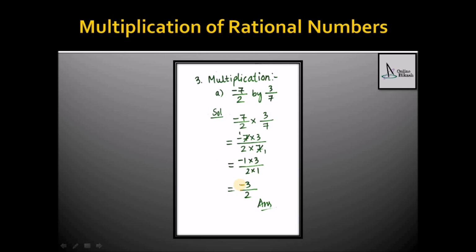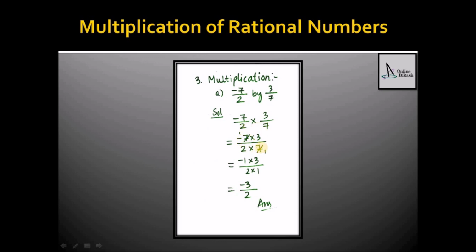Now, minus 7 by 2, what is my pointer? Minus 7 by 2 and 3 by 7. Just place the multiplication sign: minus 7 by 2 multiplied by 3 by 7. Now you see the numerators will be multiplied. I am writing here minus 7 into 3, and below 2 into 7.